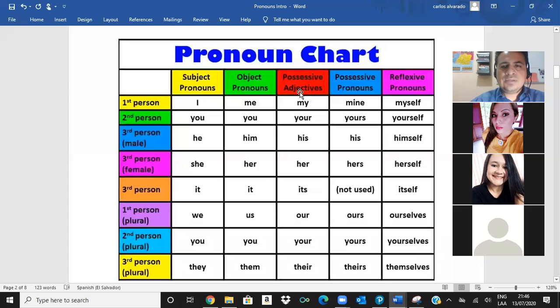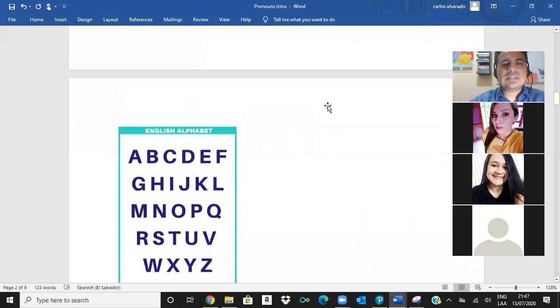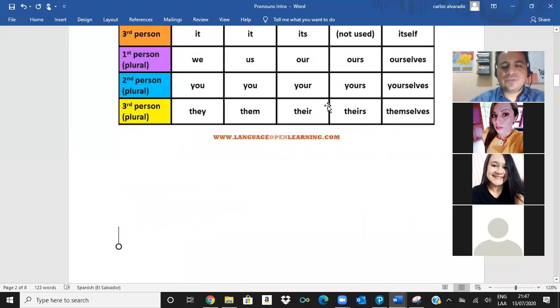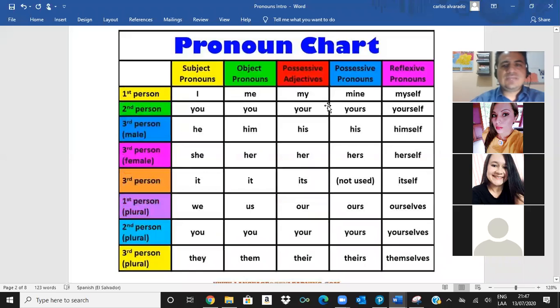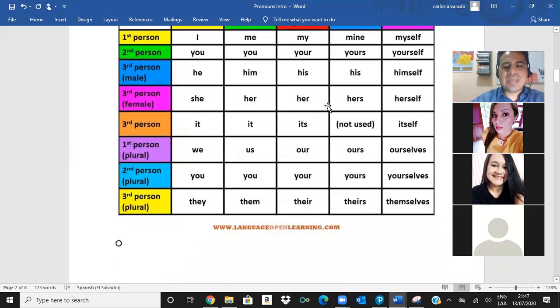Lo que sí vamos a ver, possessive adjectives and possessive pronouns. Okay? So vamos a ver estos. El possessive adjective, el que está en rojo, ya lo vimos. Está en la sección número 1. Y ahora nos vamos a enfocar en possessive pronouns. Okay? Pero van juntos. So, let me do a practice with you. Okay? For example, possessive adjective, my, possessive pronoun, mine.